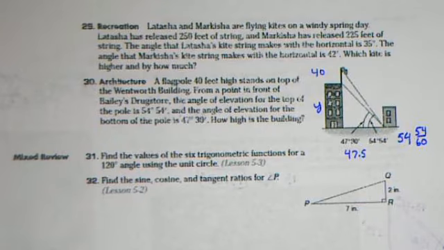Let's talk about number 29. Latasha and Markeisha are flying kites. Latasha's released 250 feet of string. Markeisha has released 225 feet of string. Latasha's kite makes an angle with the horizontal, an angle of elevation, of 35. Markeisha's kite makes an angle of elevation of 42 degrees. Which kite is higher and by how much? So we have two separate problems we need to solve for this one.